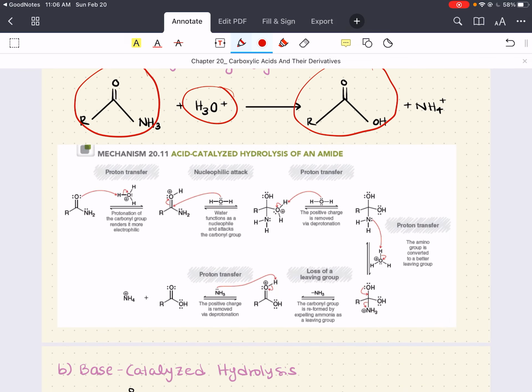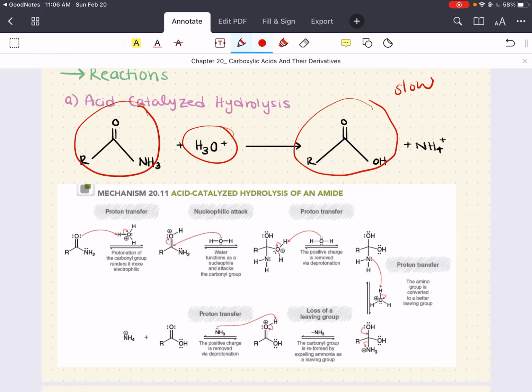Here's the mechanism for acid catalyzed hydrolysis. You're starting off with your amide. Treating it with aqueous acid is going to protonate your amide. Then your water can come attack your electrophilic carbon, adding itself there. Then we deprotonate the water via a proton transfer. Now, through another proton transfer, the amino group is converted to a better leaving group.